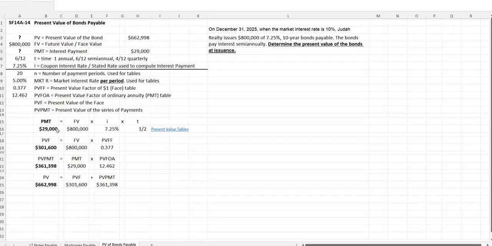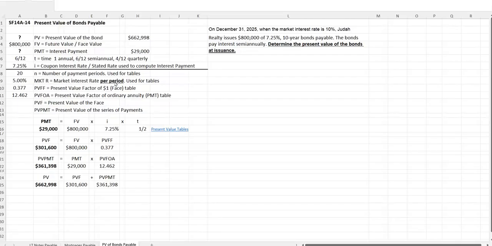Now the next thing we're going to figure out is the present value of the face and the present value of the payment. When we go to the tables, we're going to use the 10% market rate. And because it's semi-annually, it will be 5% per period. So we're going to go with 5% on the table, because it's 5% every 6 months.